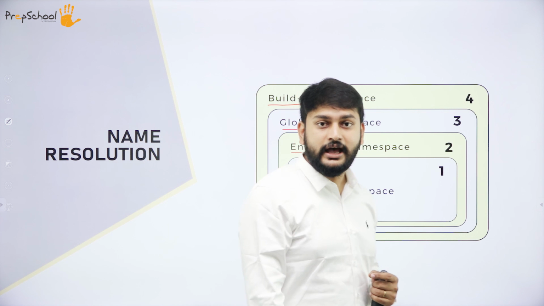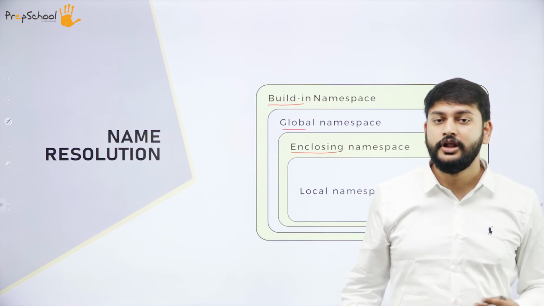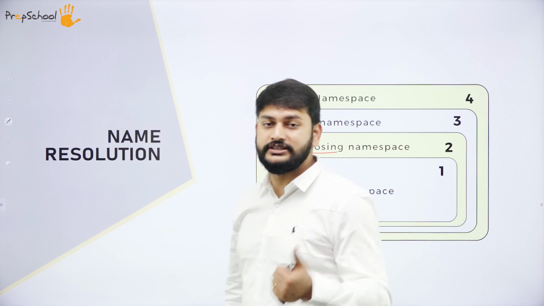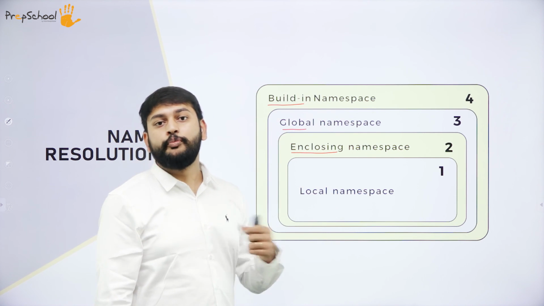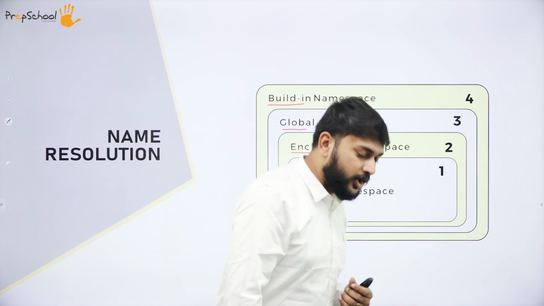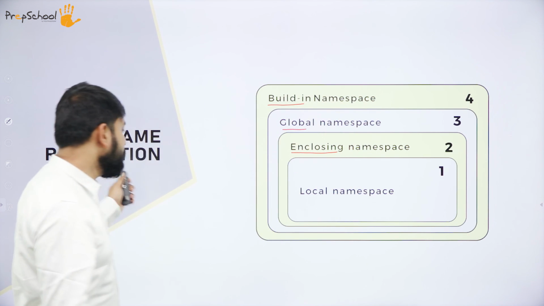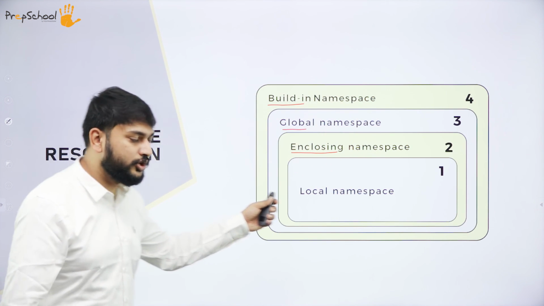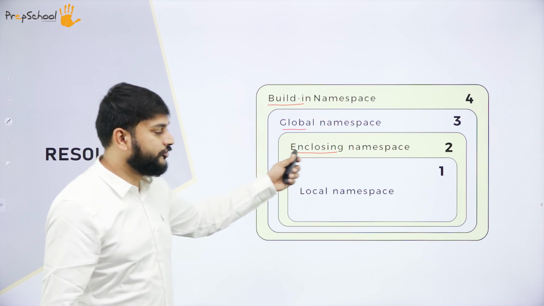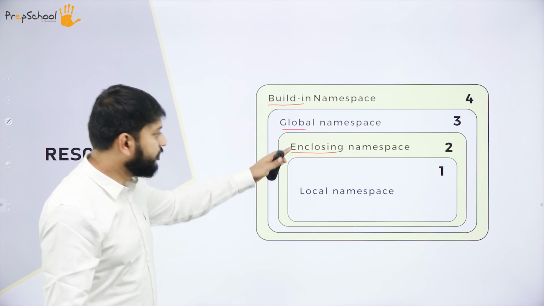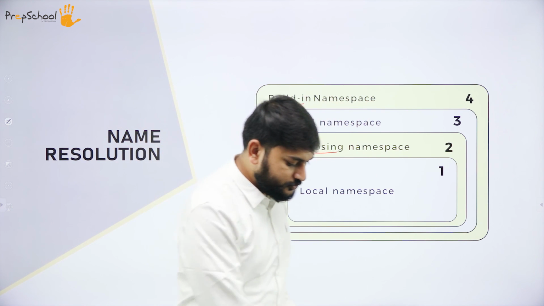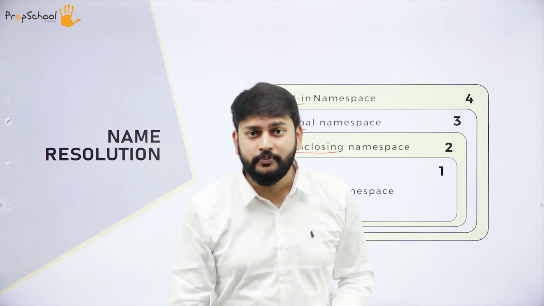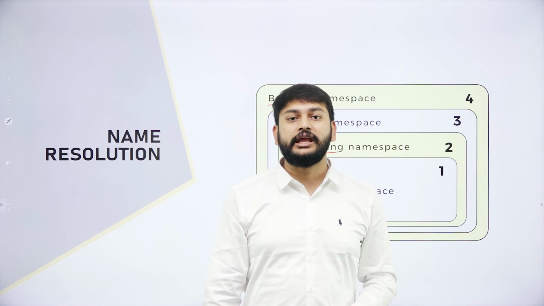So with this, I have discussed the scope of the variable. You have two types of variables: local variable and global variable. And also we have discussed composition. And the last topic that we have discussed is name resolution. So first you will search in the local namespace, and then you will go for the enclosing namespace. Even if you don't get it here, you will go to the global, and then you will go to the built-in namespace. By this, I complete the concept of working with functions.